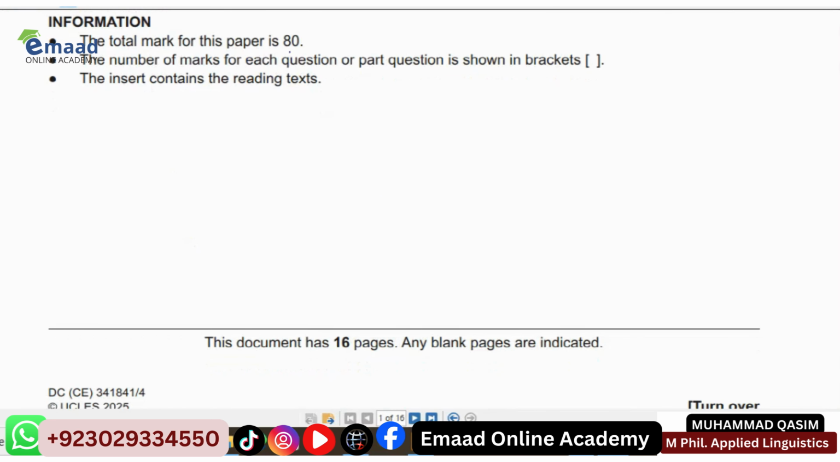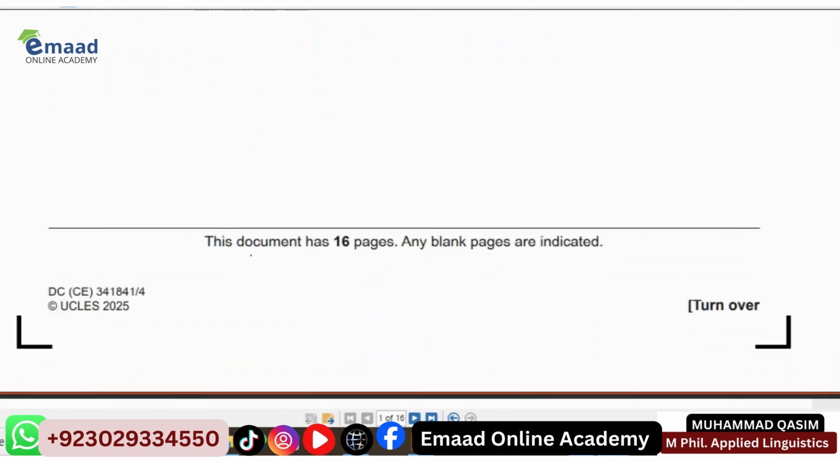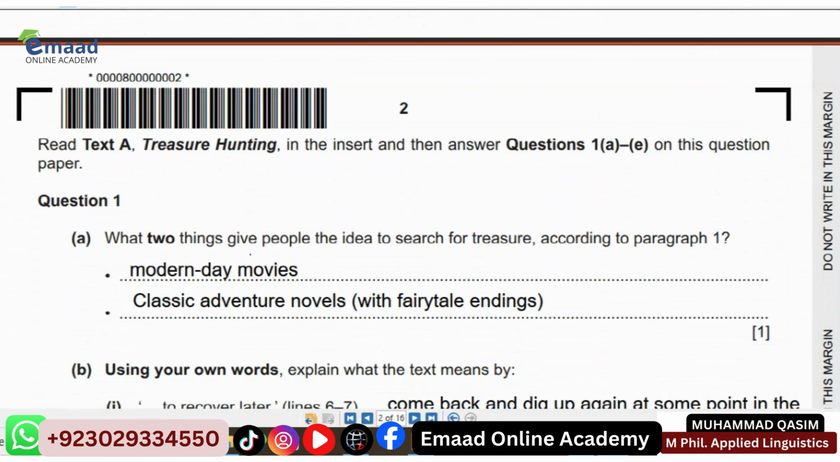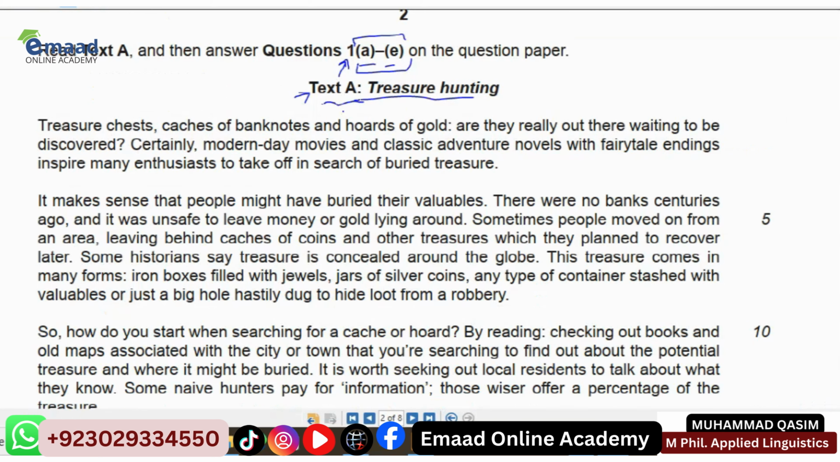This question paper is for a total of 80 marks, where question 1 has 30 marks, question 2 has 25 and question 3 has 25. For question number 1, they say read text A, Try Your Hunting, in the insert and then answer questions 1 A to E on this question paper. You will be given space in your question paper to write your answers in the exam, but to find the answers you need to reach the other document called the reading insert.